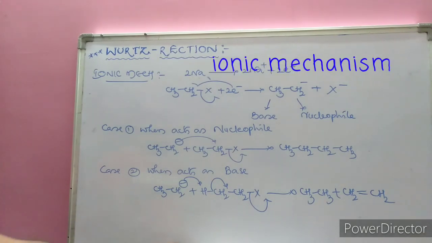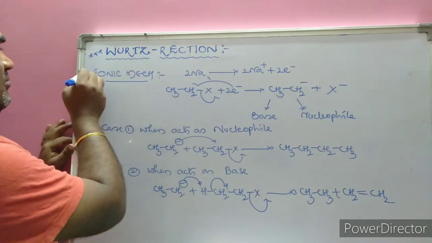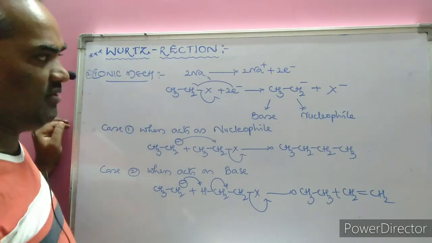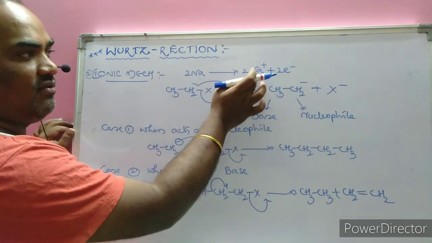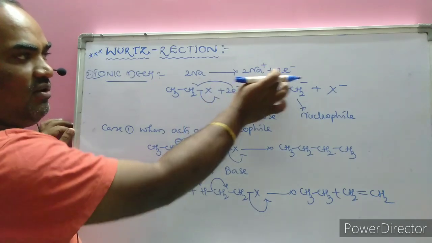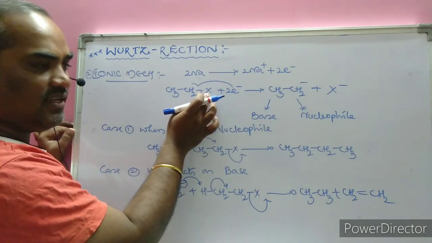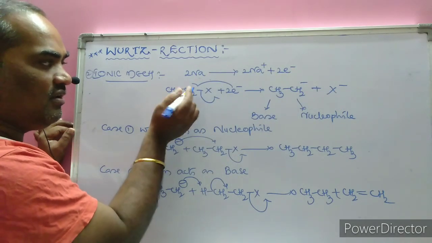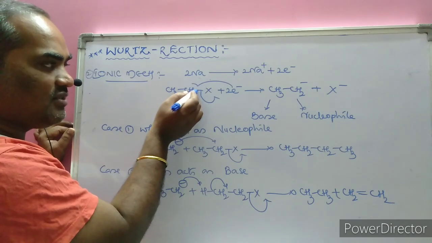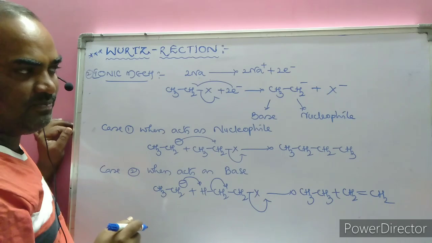The second method to express the mechanism of the reaction, the first one being the free radical mechanism, is the ionic mechanism. Here 2Na, by the loss of 2 electrons, becomes 2 cations. Out of the 2 electrons, 1 electron bonds with the X free radical, which is liberated as X minus. At the carbon atom, 1 electron is already present and 1 more electron is joined, and as a result CH3CH2 minus forms.